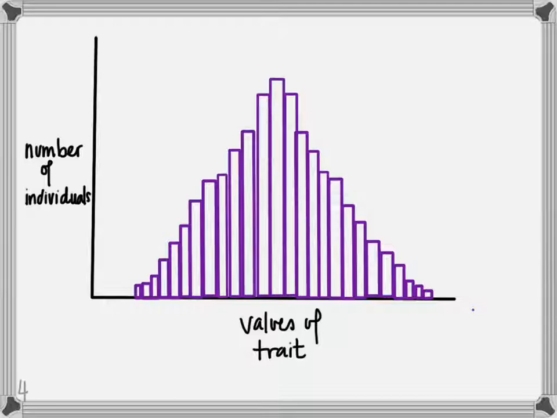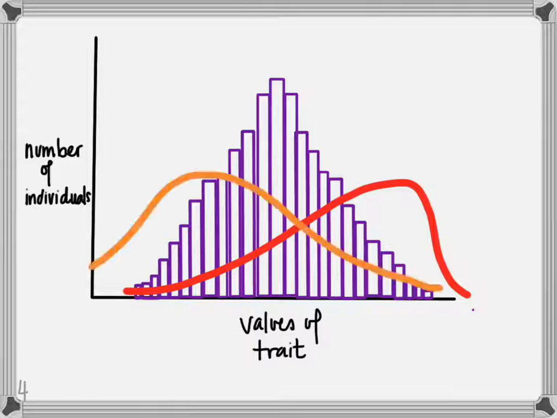When conditions in the environment mean that having a variation of the trait that isn't average, either above or below average, gives an individual some kind of advantage, we tend to see the distribution shift towards the variation of the trait that gives an advantage.